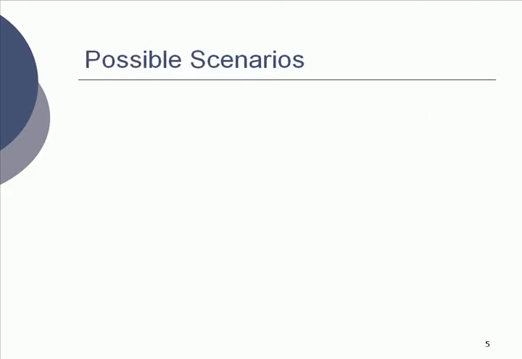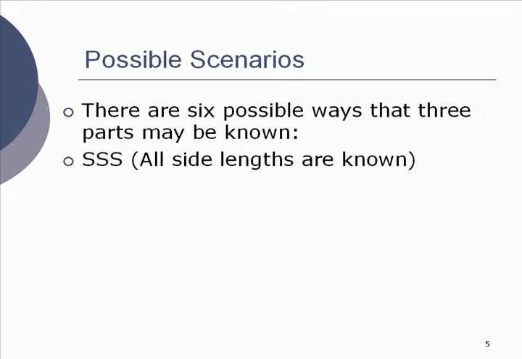That leaves us with 6 possible things that can happen. There's 6 different ways you can be given 3 pieces of information. First one is you can be given all 3 sides. If you're given all 3 sides, there's no doubt about it, that will define one triangle. If I told everybody that I want you to make a triangle with side lengths of 3, 4, and 5 inches, they would all look exactly the same. No doubt about it. There's no room for variation.